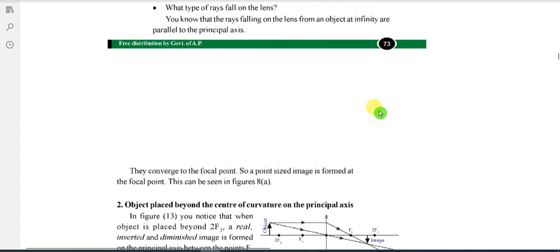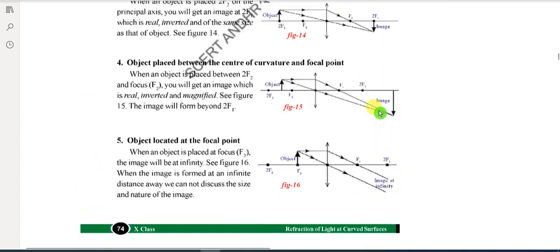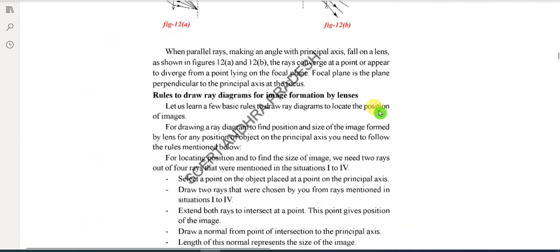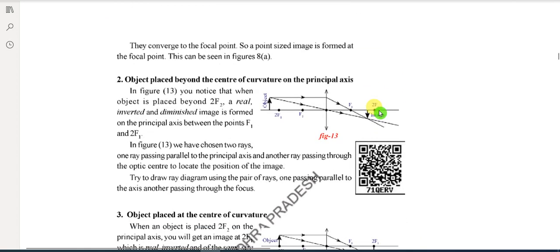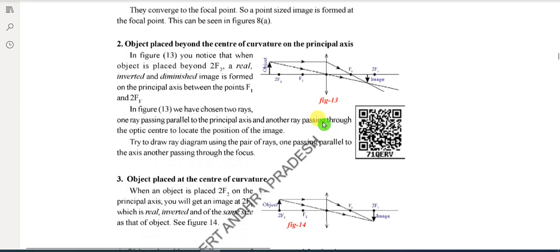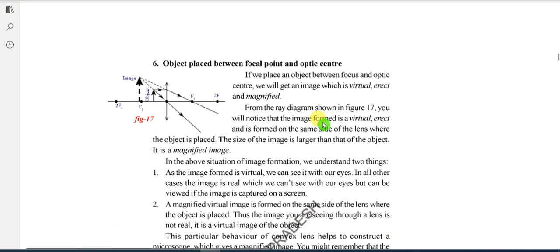Next, ray diagrams and conditions also. Suppose the first condition, object placed behind the center of curvature on the principal axis. Where is the object, and where will you get images? So the 5 diagrams are important.